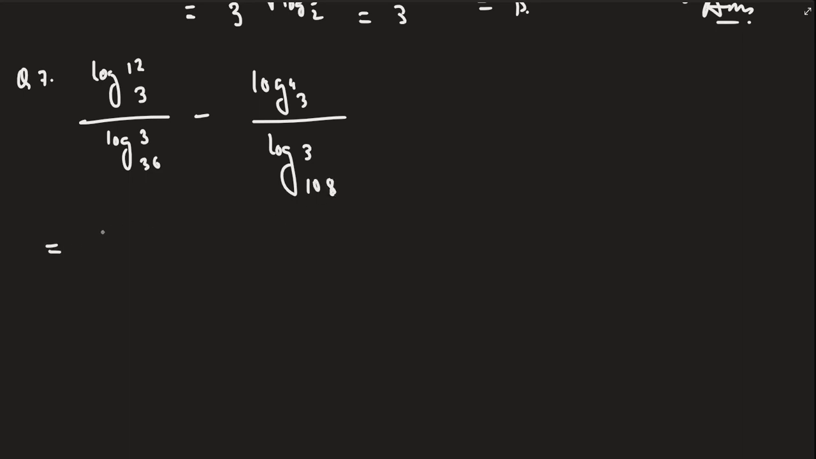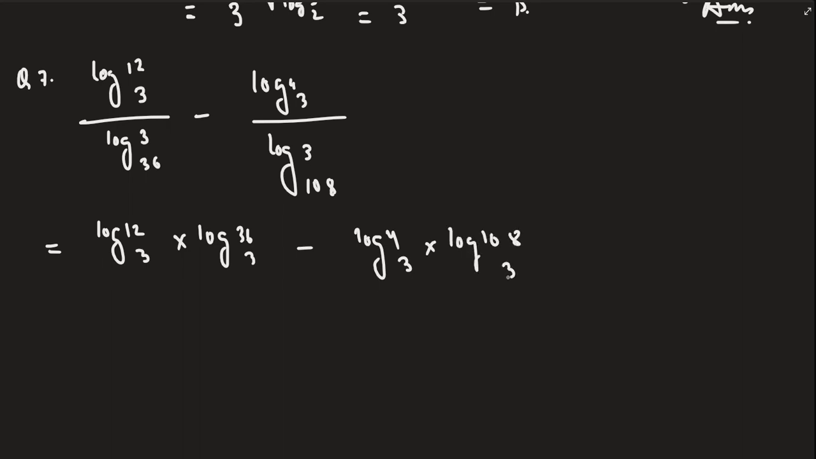So now how to solve it? It is log 12 base 3 multiplied by log 36 base 3 minus log 4 base 3 into log 108 base 3. Here you notice that all the logarithms have the same base 3. So in this type of problem, what we have to do is factorize the argument. So I can write this as log of 4 into 3 base 3. I want to write all logarithms in terms of log 4 base 3. 4 into 9 base 3 is also in terms of 4 base 3.